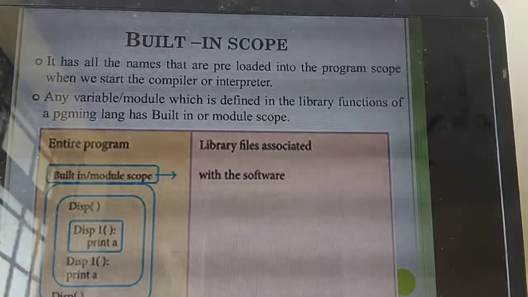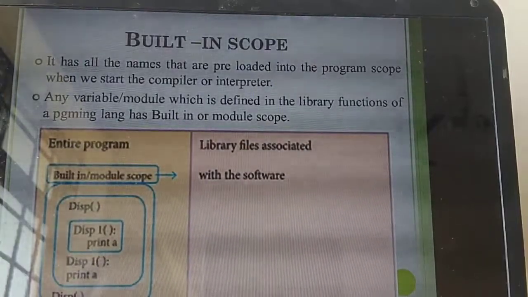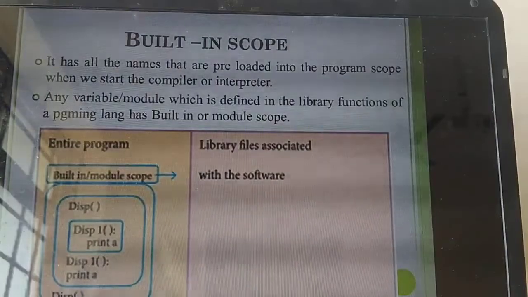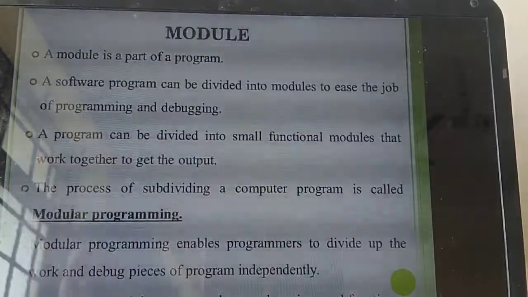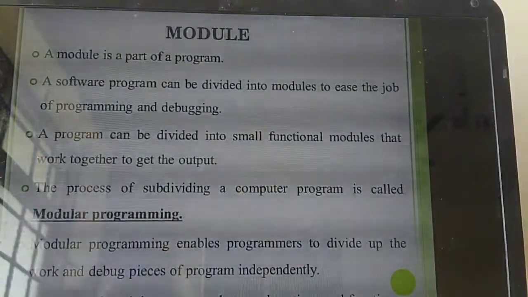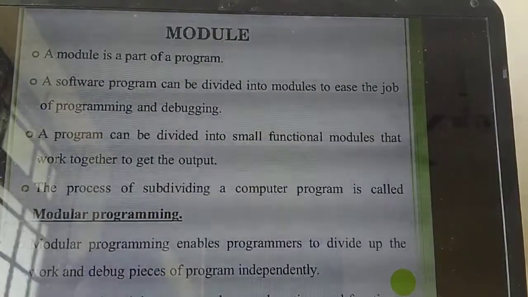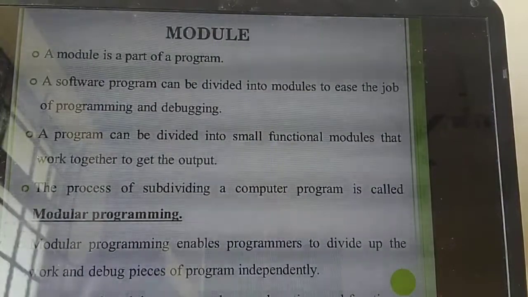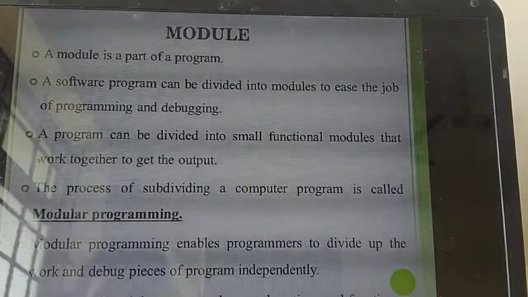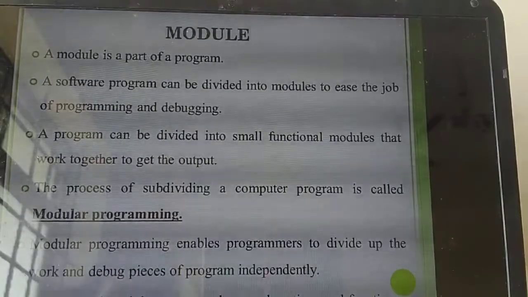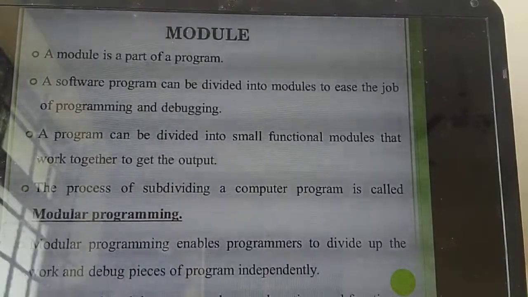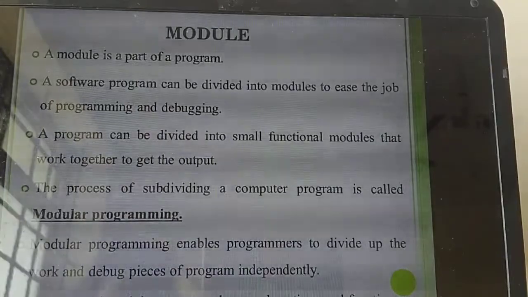So after completion of this session, open your book. Please sit and study, write and see. Understand? Okay. So the next thing is module. This was also already studied in 11th standard in the chapter on object oriented programming. Module is nothing but a part of a program. What do you mean by module? It is a part of a program.